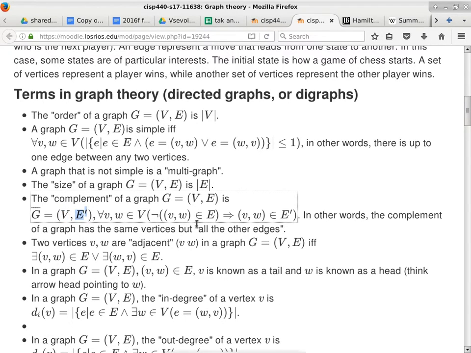In other words, when you have a union of E prime and E, you will have all the possible edges. Which also means, for all VW in V, if VW is not an element in E, then it will be an element of E prime. E prime has all the quote-unquote missing edges. Is that part okay? Okay.